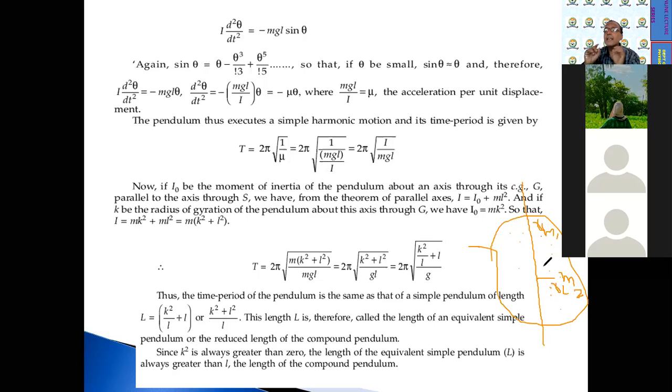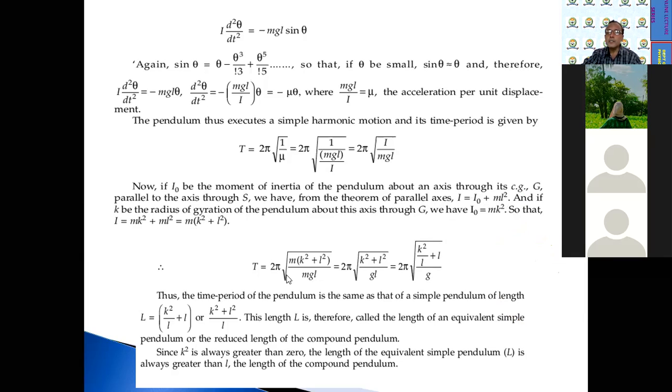Yes, sir. And that is denoted by the symbol K. And for that one, we have the formula. That means I0 is equal to mk square, and therefore I is equal to I0 plus ml square, which is mk square plus ml square, is equal to m(k square plus l square), isn't it?